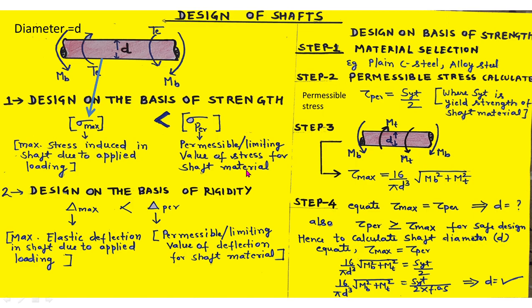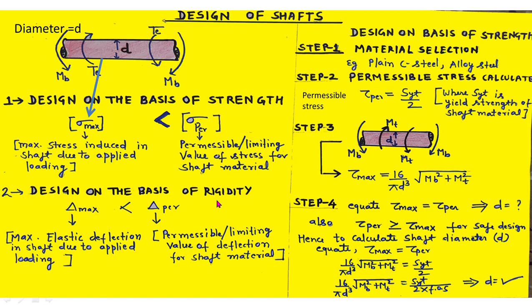So when this condition is satisfied, that is, the stress induced due to the given loading condition in the shaft is smaller than the permissible value of the stress or limiting value of the stress for the shaft material, then we say that the shaft is designed on the basis of the strength criterion. Now the second one is design on the basis of the rigidity criterion, which we will discuss in the next lecture. I will upload that video, you can follow that video also.